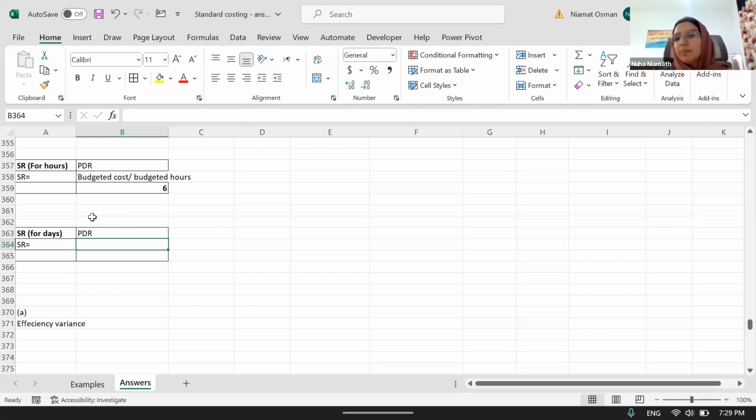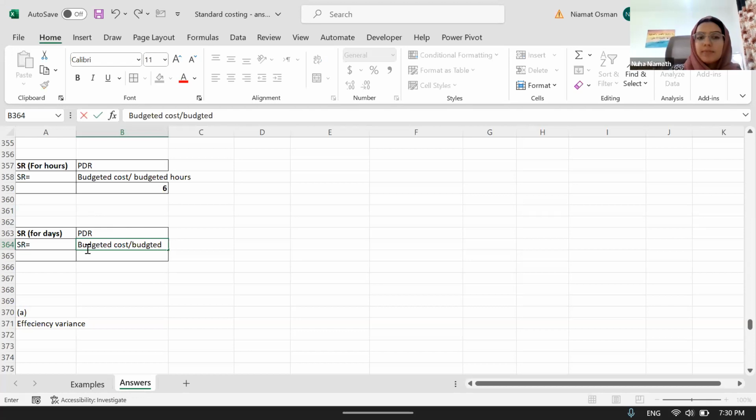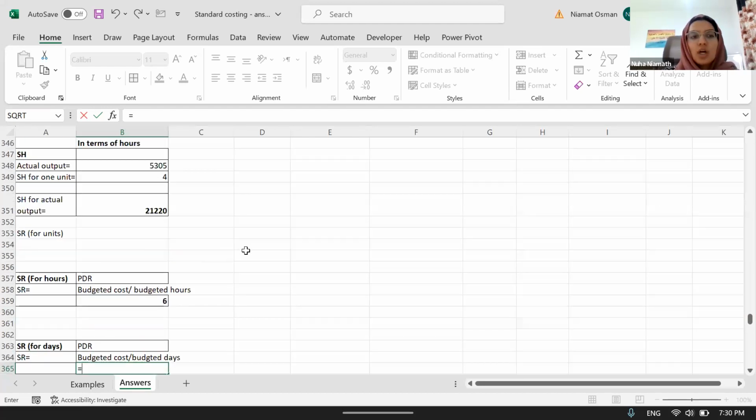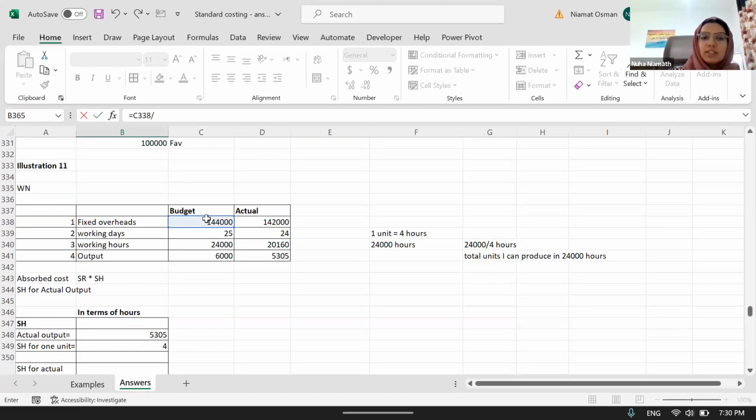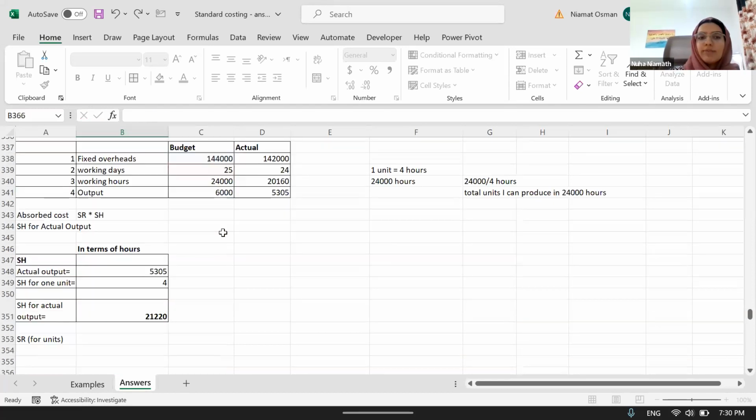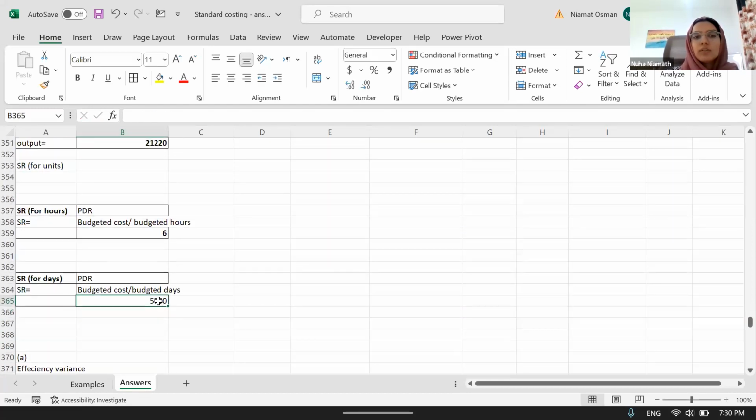Neetu says BC by BD. Perfect, Neetu. It will be your budgeted cost by budgeted days, isn't it? When we calculated standard rate for hours, we divided it by budgeted hours. If you're doing it for days, it will be by budgeted days, correct? Everybody clear with this? Yes, Khatija, perfect. So now we will calculate for the days. It will be 144 divided by 25 days. So we have gotten our standard rate for days also.